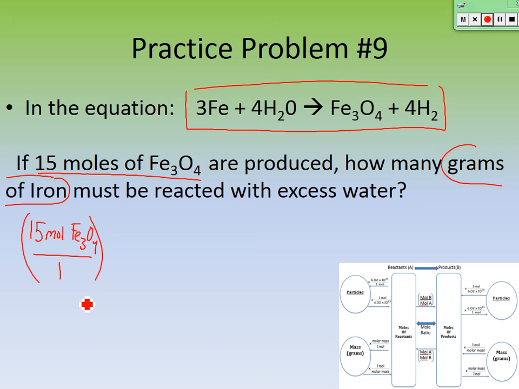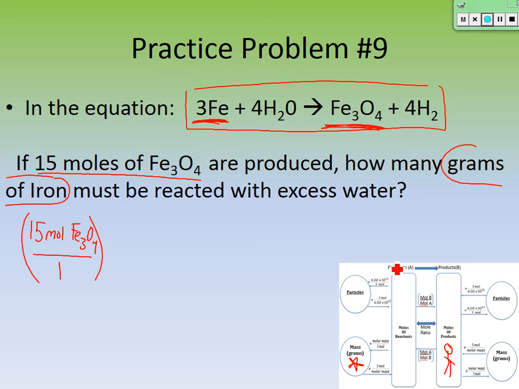Okay, now what I like to do is go to the roadmap and figure out where we are and where we need to go. Okay, we're starting with moles of Fe3O4. Fe3O4 right here is a what? It's a product. So we're starting right on moles of product. Now let's figure out where we got to go. To grams of iron. Iron is right here. Is that a reactant or a product? Reactant. So I need to come down here to grams of reactants.